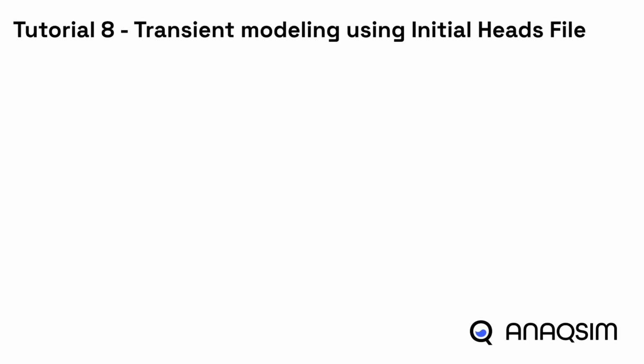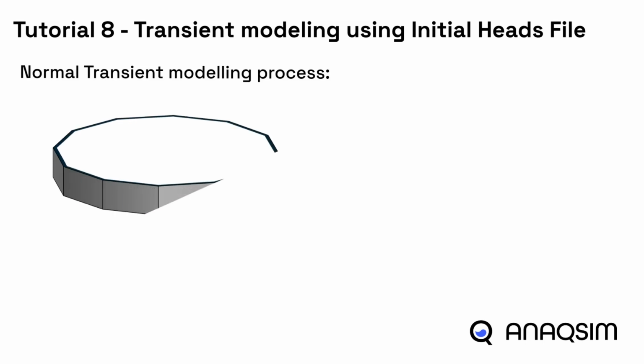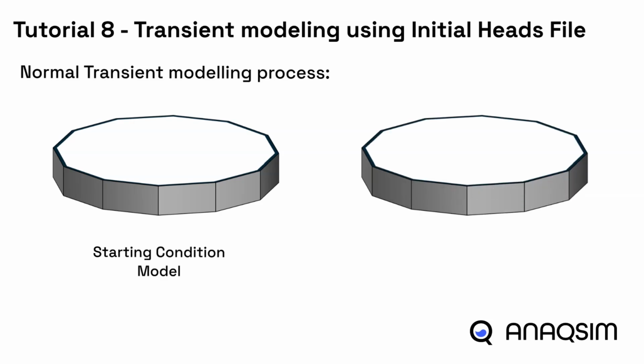Welcome to our second video on transient modeling. In the last tutorial, I mentioned that transient simulations generally require two groundwater models. One, a starting condition model, which describes groundwater conditions before your project's effects, for example, before dewatering. And two, a transient model, which forecasts how groundwater conditions will change after applying your project's effects.